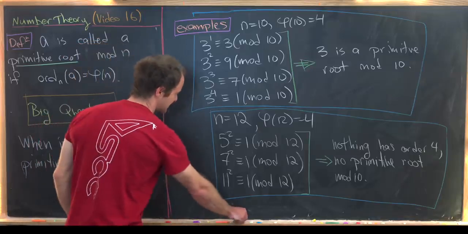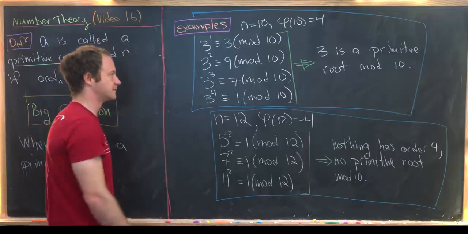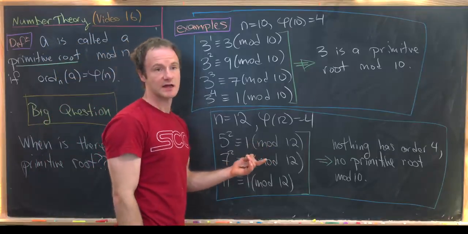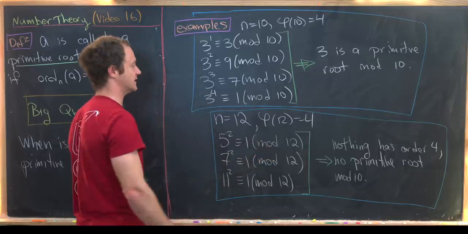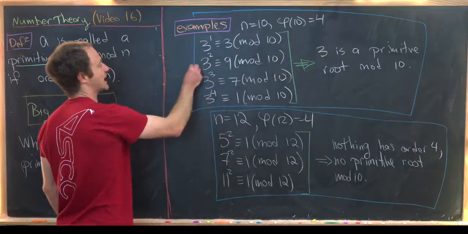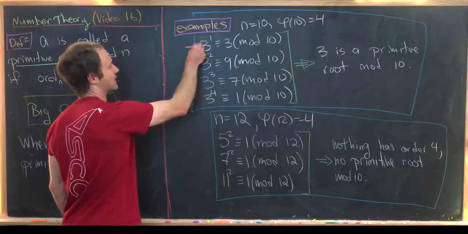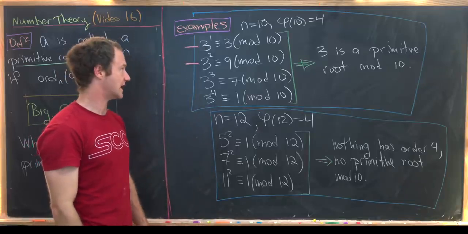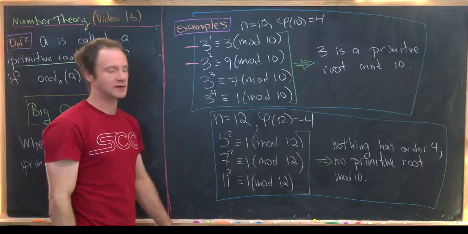Now we could have done this a little bit more efficiently. Notice we know that the order of an integer modulo n always divides phi of n. So we really just needed to look at the divisors of 4. We only had to check that 3 squared and 3 to the first were not equal to 1 mod 10. We didn't have to look at 3 cubed.